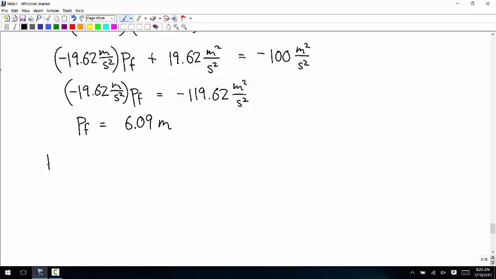Okay, so I think we can do part B. So now we're trying to figure out the total length of time that the ball is in the air. We're going to have to make new choices for the times because we don't care anymore about what's happening at the top of the flight. So time equals 0, we can still use when it's thrown. But now time final is when it hits the ground.